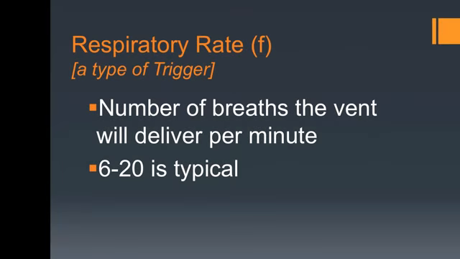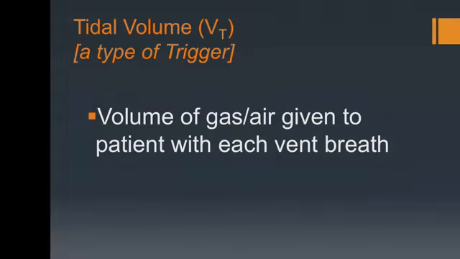First, we have respiratory rate, which is indicated with a lowercase f. This is a type of trigger. The number of breaths the vent will be delivering per minute. It's usually set between 6 and 20. Now we'll look at tidal volume, which is indicated with a capital V and a subscript T. This is also a type of trigger. This indicates the volume of gas and air to be given to the patient with each vent breath.